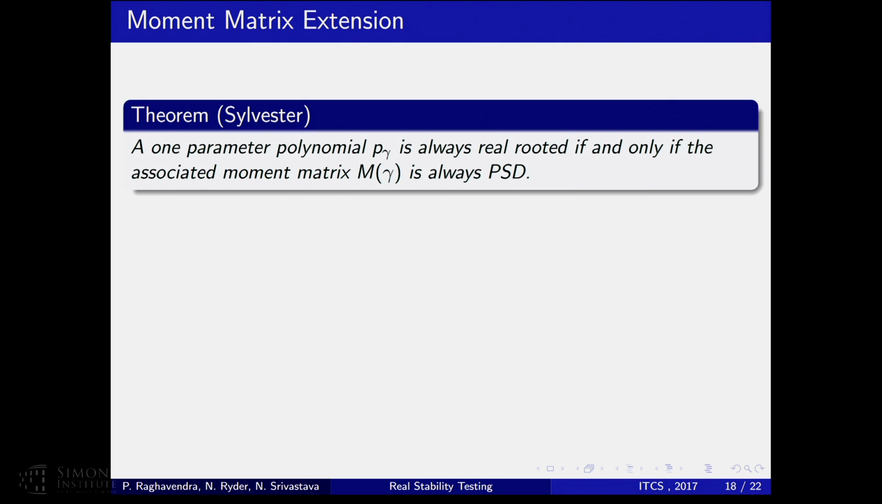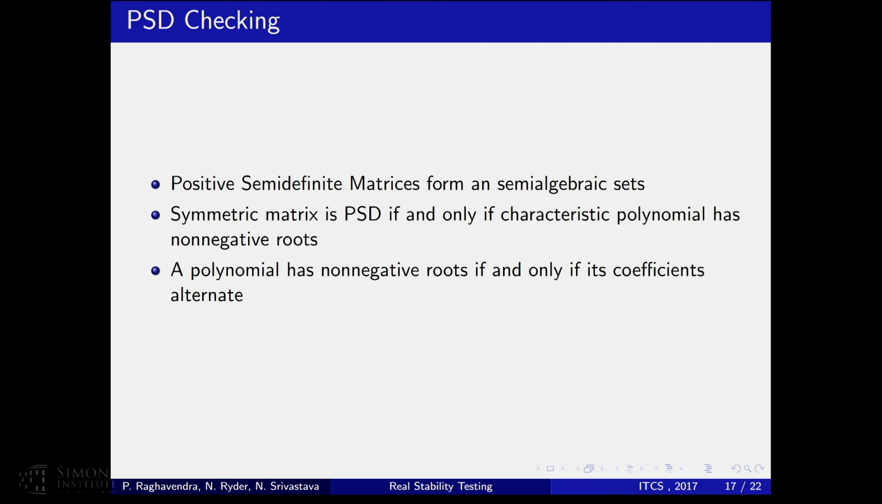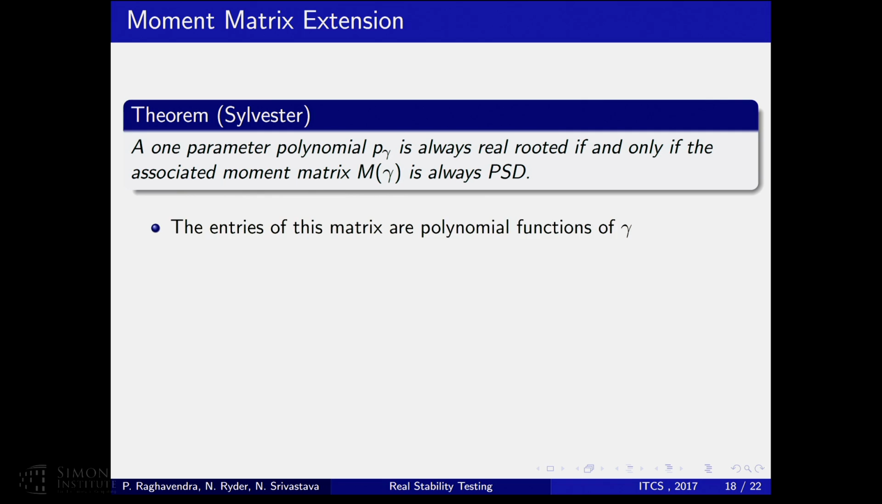So to see this, just note that a symmetric matrix is PSD if and only if its characteristic polynomial has non-negative roots. And a polynomial has non-negative roots if and only if its coefficients alternate in sign. And so therefore, we can look at the coefficients of the characteristic polynomial. We can check some sign condition on them, and that'll tell us whether or not our matrix is PSD. So now how do we extend this?